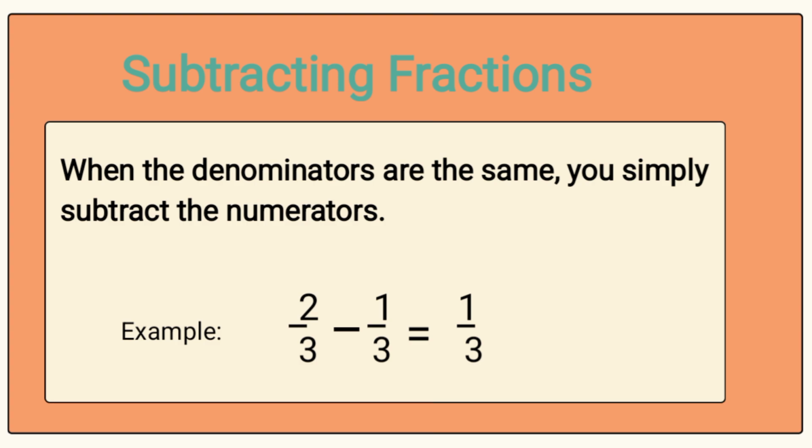Now subtraction: when the denominators are the same, you simply subtract the numerators. Like, our denominators are both the same, so no need for the LCM. Now we simply subtract our numerators. 2 minus 1 is equal to 1.